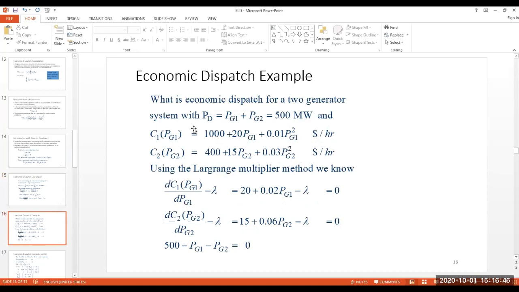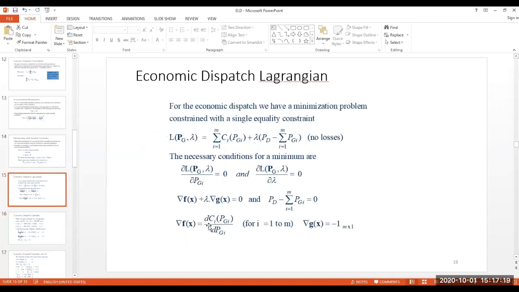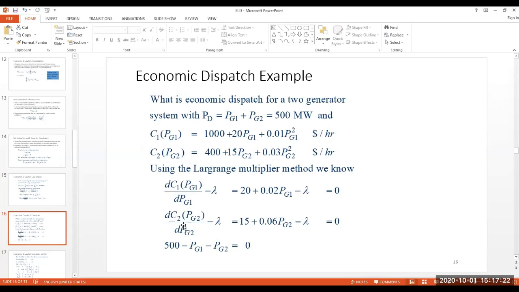So this is specific with some specific values given. Now we are going directly into the problem solution. You have a demand given. You have 2 generators, so PG1 plus PG2. You have to satisfy the demand of 500 megawatt from your available 2 generating units. For each of the generating units, you have the cost functions given in dollars per hour. So now you apply the Lagrange multiplier method. Simply go through the theorems I have mentioned here.